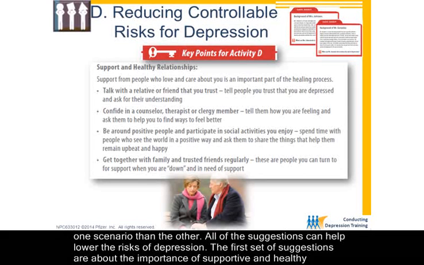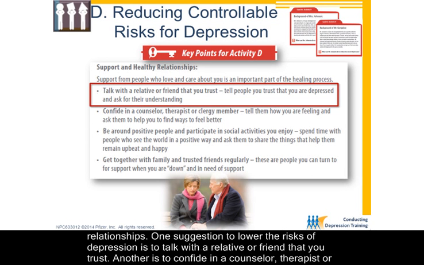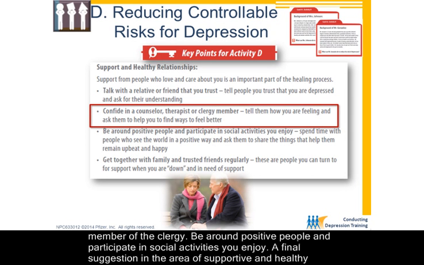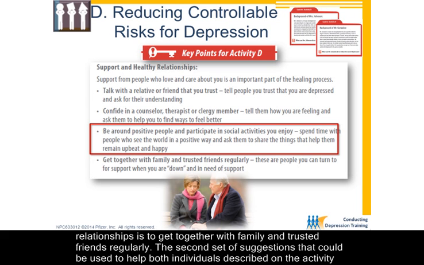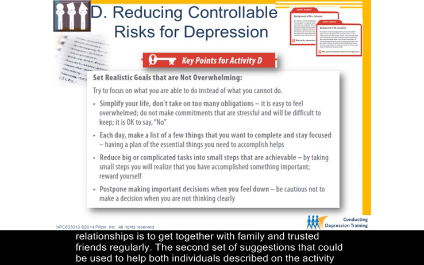The first set of suggestions are about the importance of supportive and healthy relationships. One suggestion to lower the risks of depression is to talk with a relative or friend that you trust. Another is to confide in a counselor, therapist, or member of the clergy. Be around positive people and participate in social activities you enjoy. A final suggestion in the area of supportive and healthy relationships is to get together with family and trusted friends regularly.